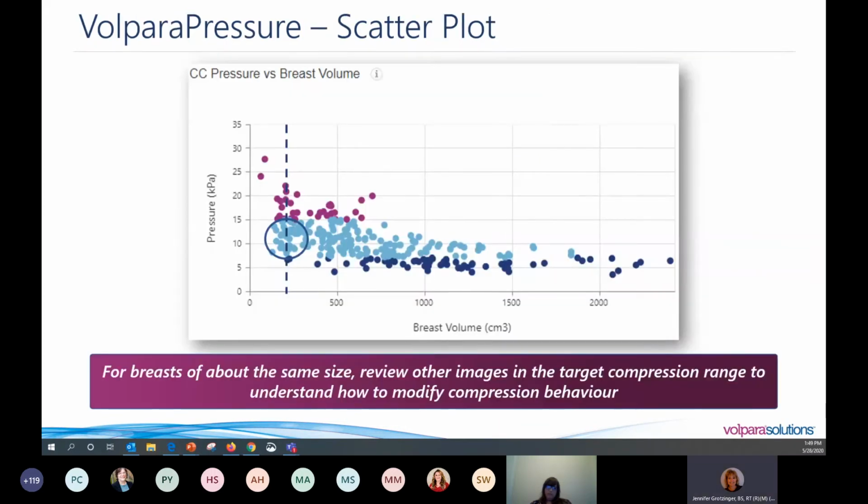For breasts that are about the same size, look at your other images in that target compression range, and that will help you understand how to modify your compression behavior. Which images have you taken? Are you over compressing, under compressing, or hitting that target compression?